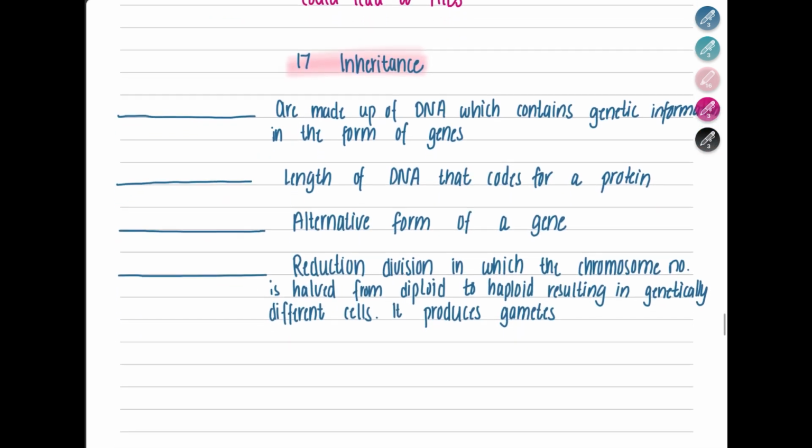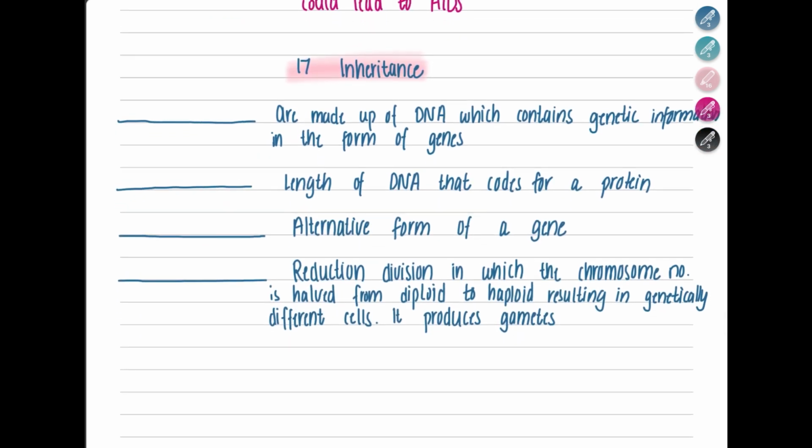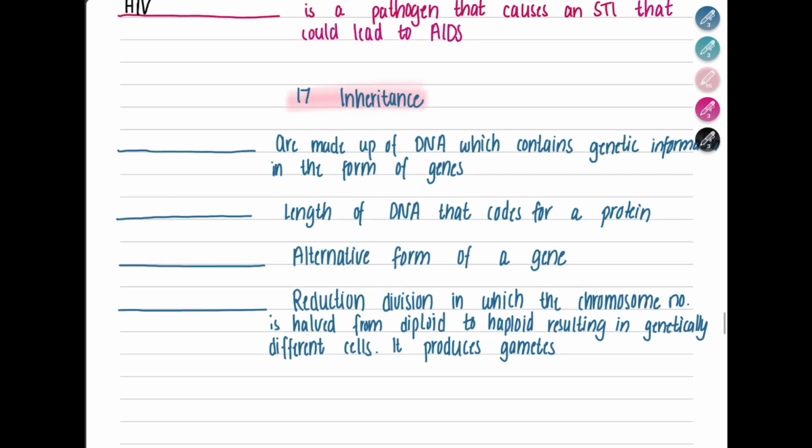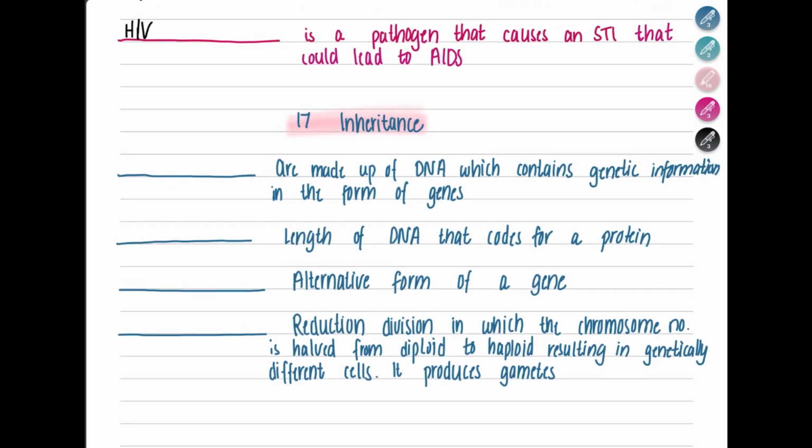Now we'll talk about inheritance. Blank are made up of DNA which contains genetic information in the form of genes. That is going to be our chromosomes. It is made up of DNA. DNA is coiled up in a chromosome, and it has some other proteins. This form, the chromosome, contains our genetic information.